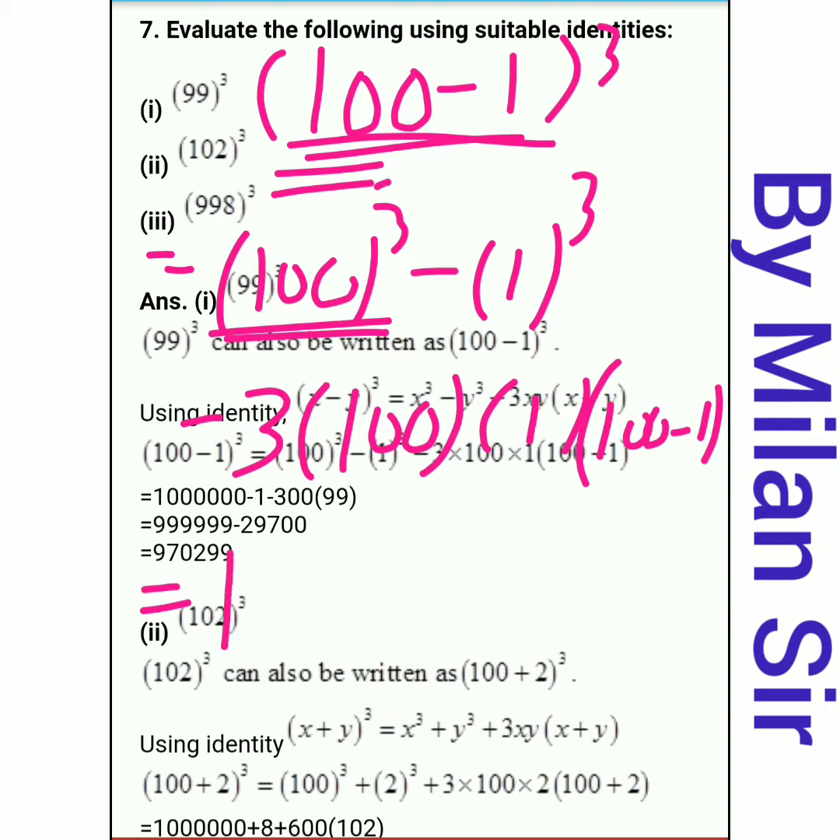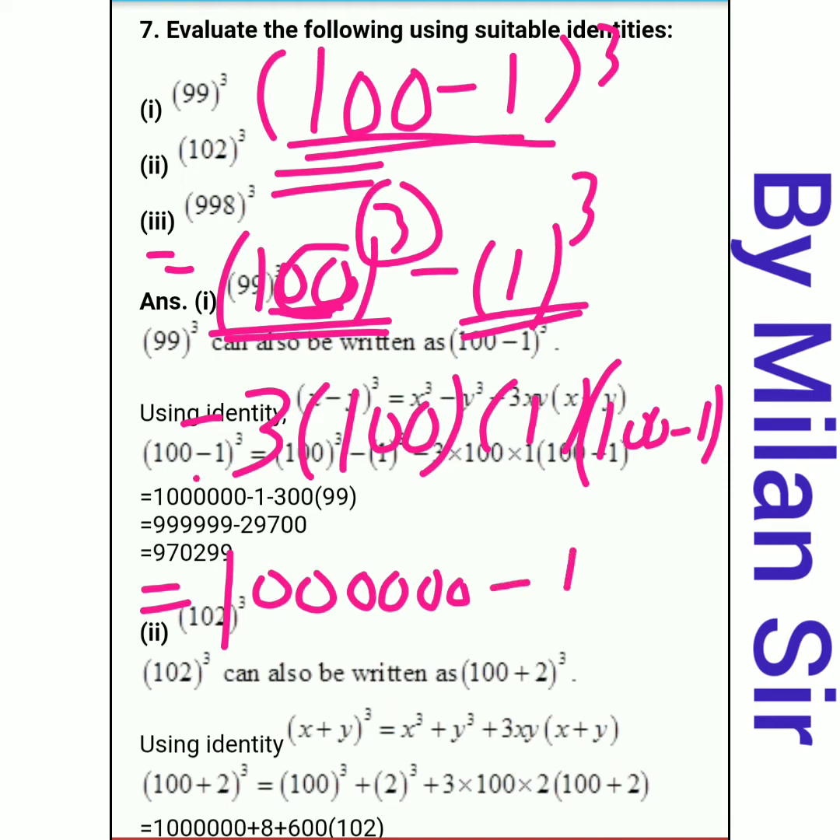Now 100 cube is easy. We need to multiply the exponent 3 with the number of zeros. Here the number of zeros is 2, so 3 twos are 6, and a total of 6 zeros we need to write after 1: 1, 2, 3, 4, 5, 6. Then minus 1 cube, it is 1, and this is a single term. We need to simplify it.